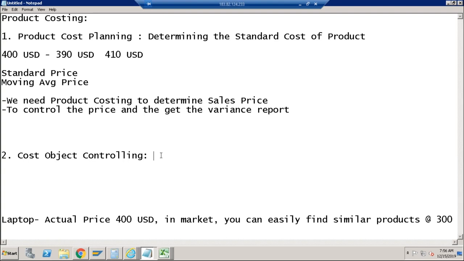But apart from those components and cost sheets, there is something called cost object controlling. Any idea what cost object controlling is? What exactly is the cost object here? Which cost object are you controlling in the case of product costing? Anyone heard about this? Okay, let me tell you. These cost objects are production order, sales order, process order, and you can also call it a product cost collector.